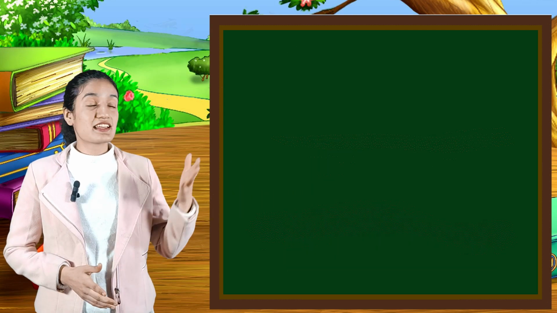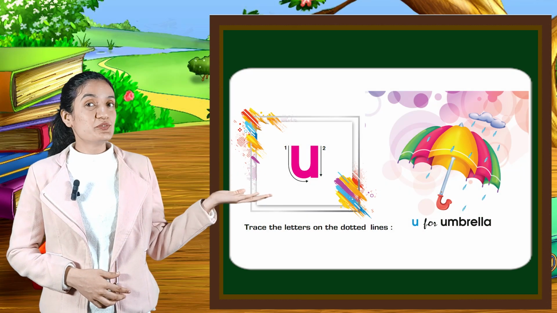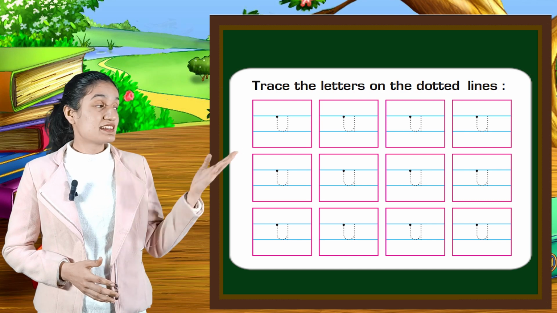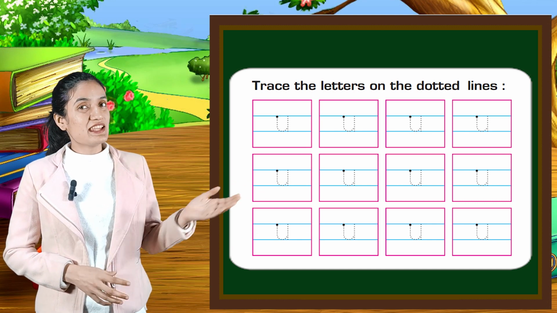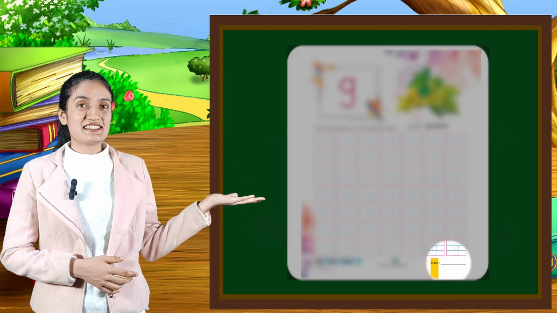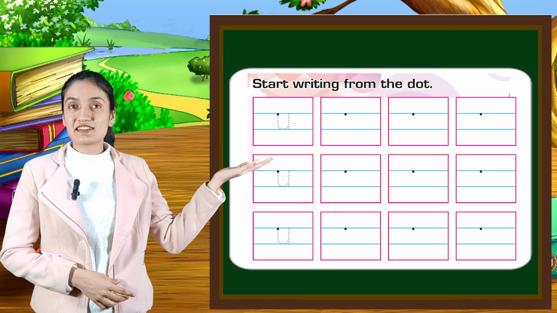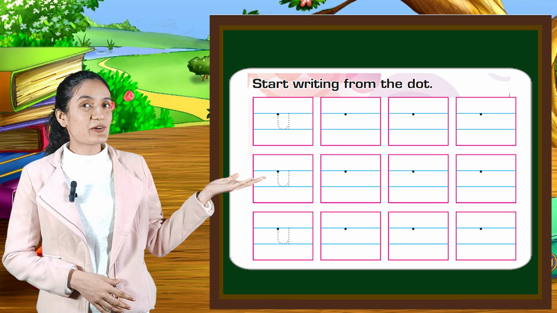Next letter is small u. U for umbrella. Trace the letters on the dotted lines. Join all the dots and make U. Here mention the date. Start writing from the dot. So kids, इस dot से start करते हुए U बनाओ.